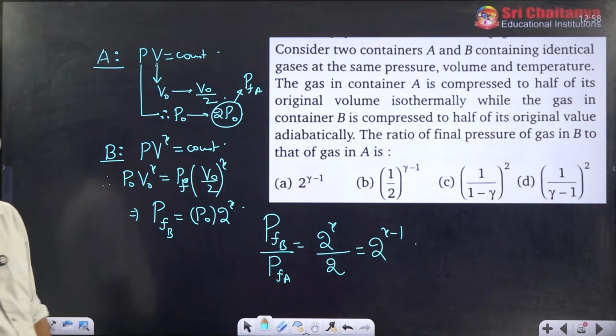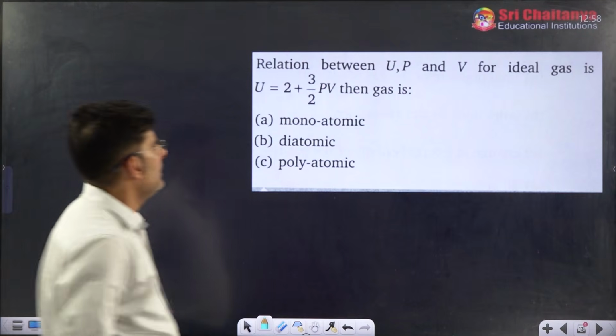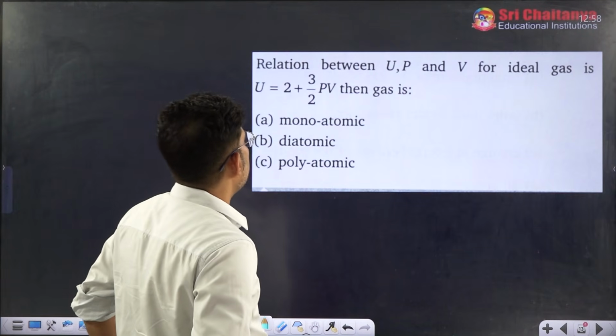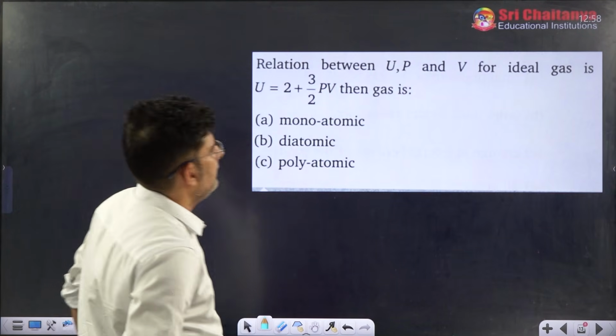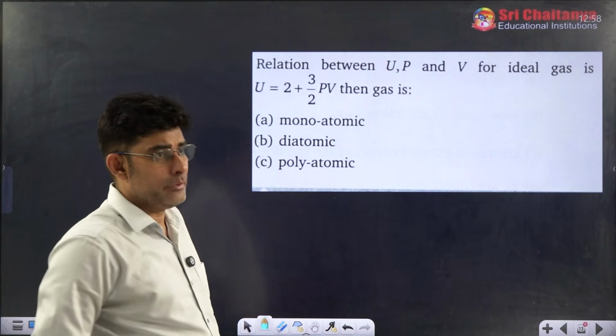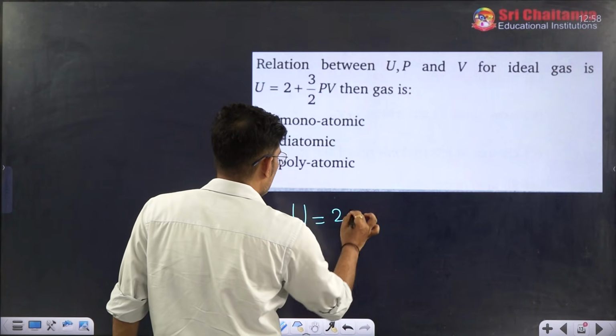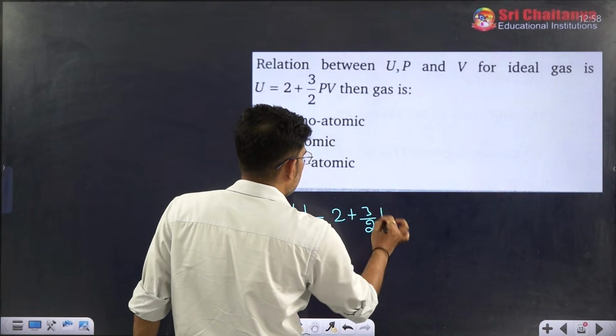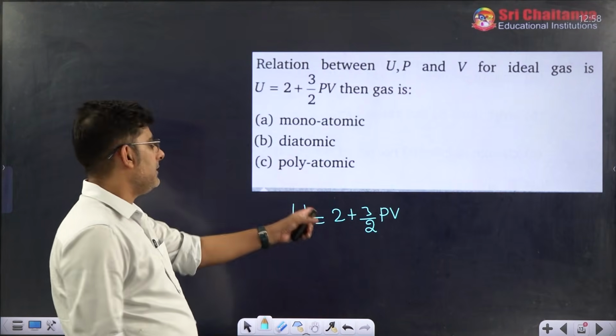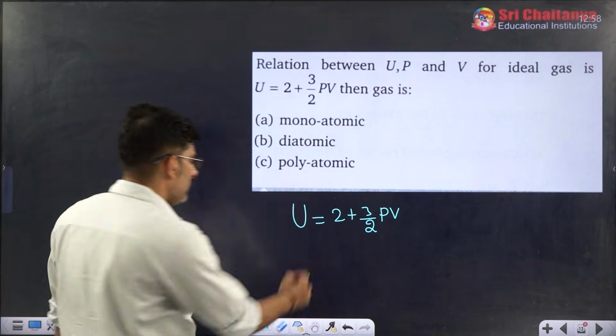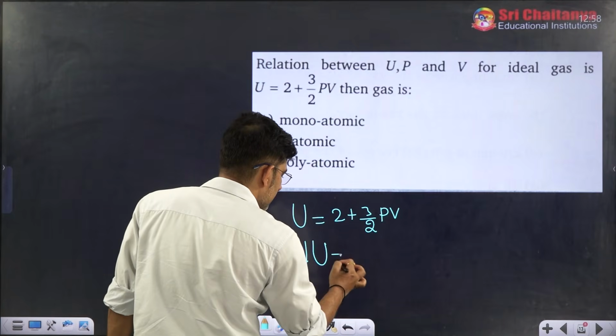Clear? Next question. Relation between U, P and V are given for an ideal gas. Then what type of gas is this? If you have this type of form, U is 2 plus 3 by 2 PV. That means even if PV is 0, U has some value. So in that case, you always go for change in internal energy, dU.